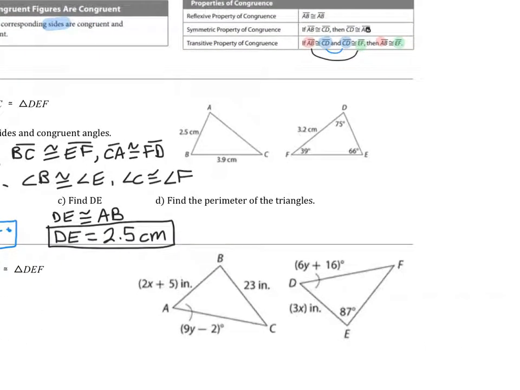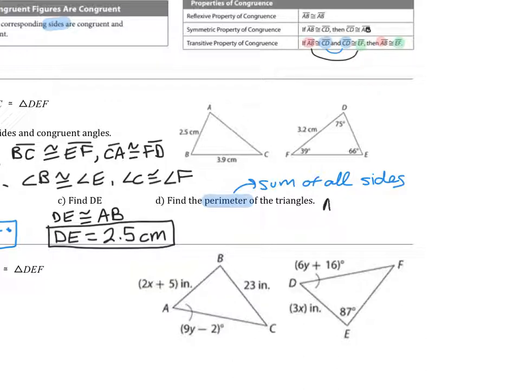All right, and last, they ask us to find the perimeter of the triangles. So let's use this side, but it is important that we know what perimeter means. So perimeter is just the sum of all sides. So since this is a triangle, it's the sum of all three sides. And again, we only need to find the perimeter of one because they are congruent, so it should be the same for both. So I'm going to start by making an equation.